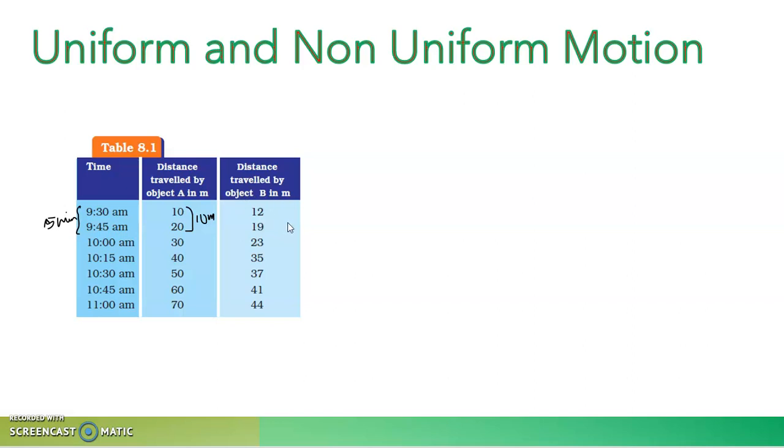So what is happening for B? In the first 15 minutes, it's traveling 12 to 19, right? That means how much distance is it traveling in that 15 minutes time interval? 19 minus 12, 7 meters. Now in the next, let me take 10 and 10:15. So 23, initially at 10 a.m. it was 23. Now when it is 10:15, it is 35. That means 12 meters it traveled.